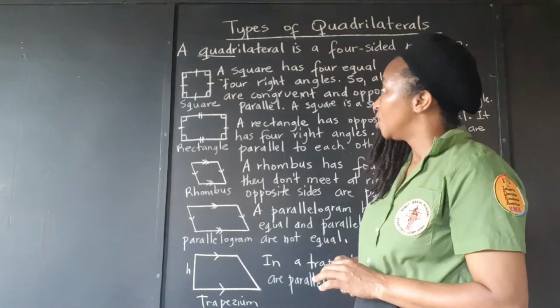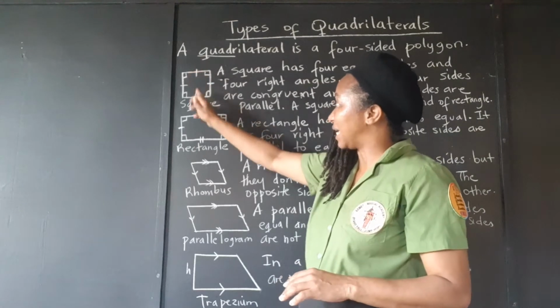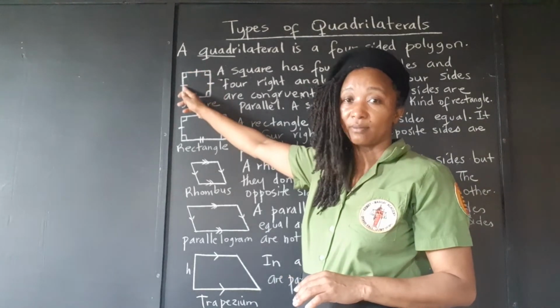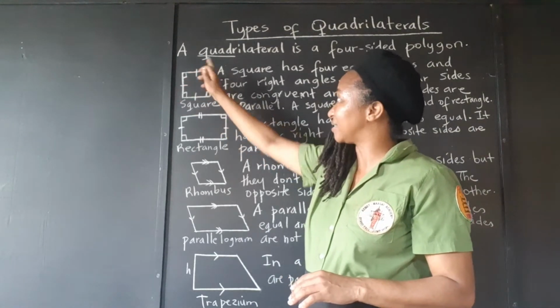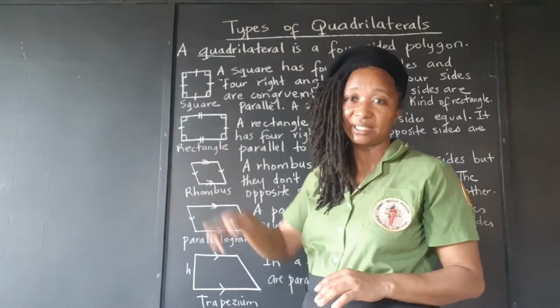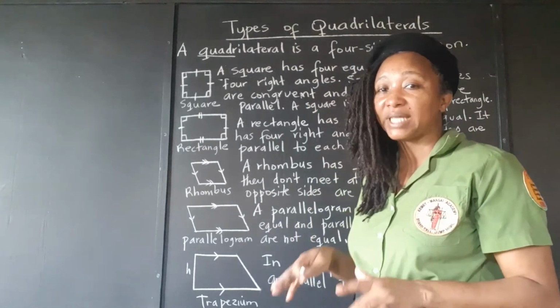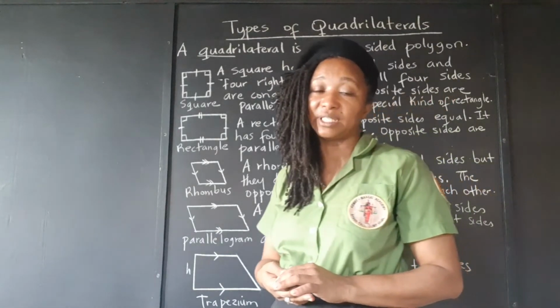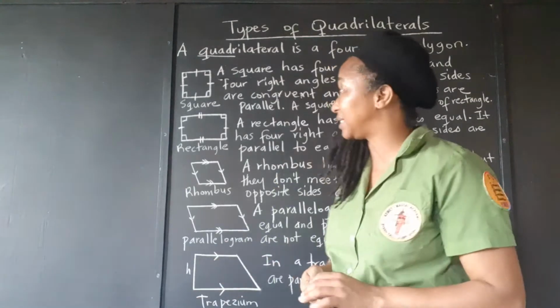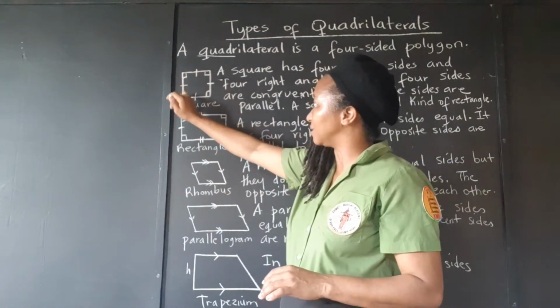So in the square, all 4 sides are equal. So if that's 25 meters, this is 25 meters, that's 25 meters, that's 25 meters. That must be satisfied in order for us to say this is a square. All 4 sides equal.